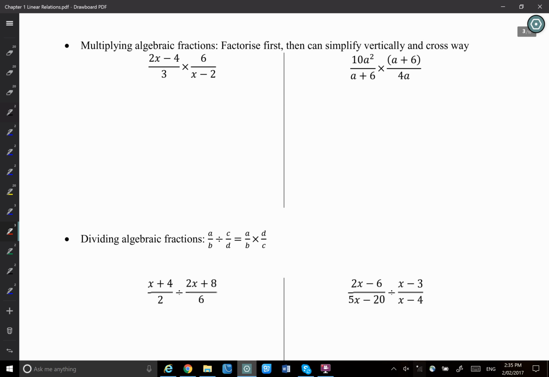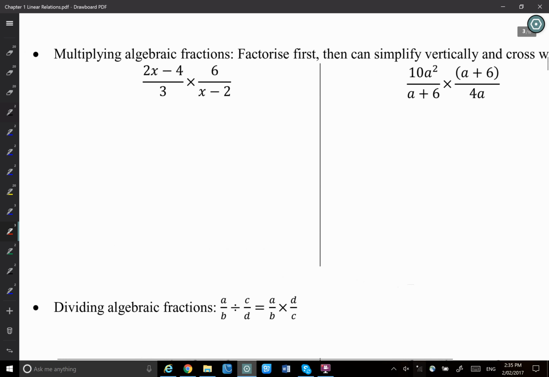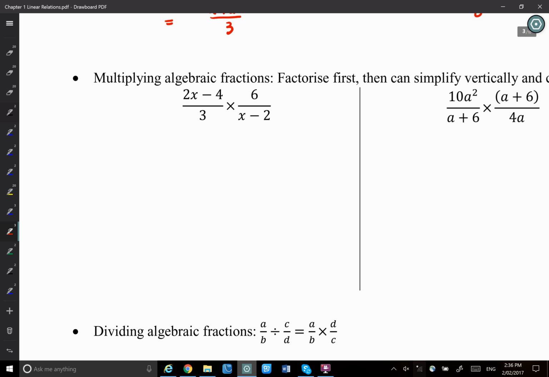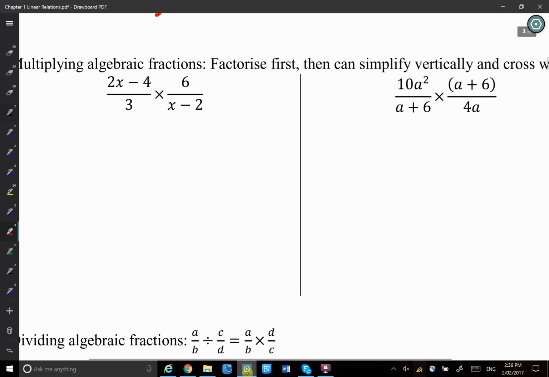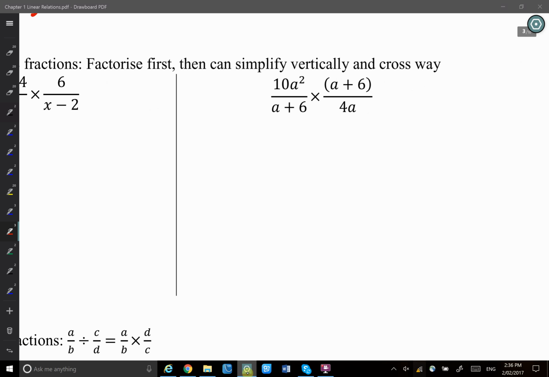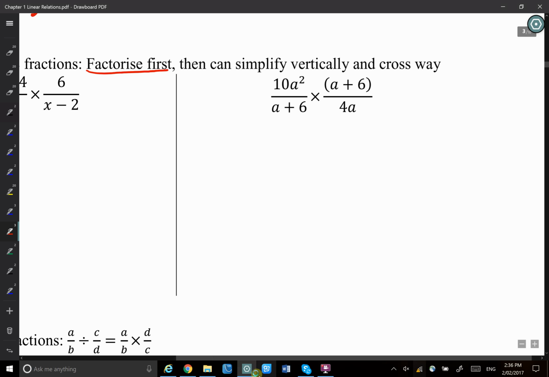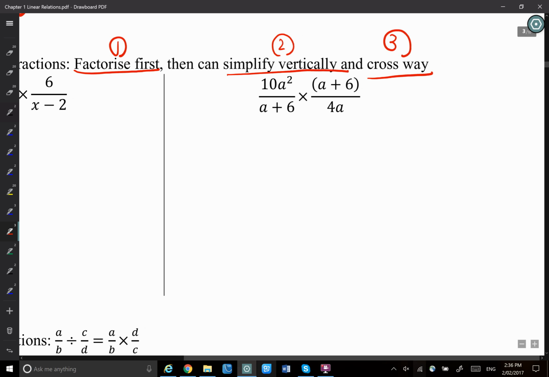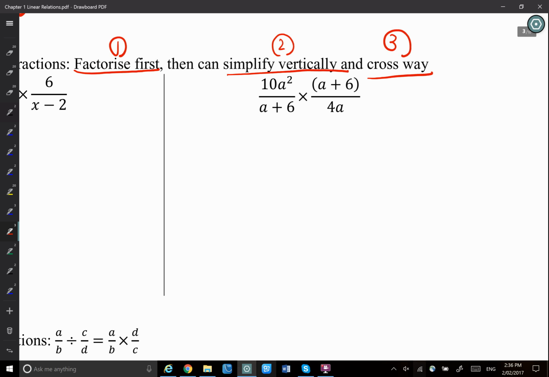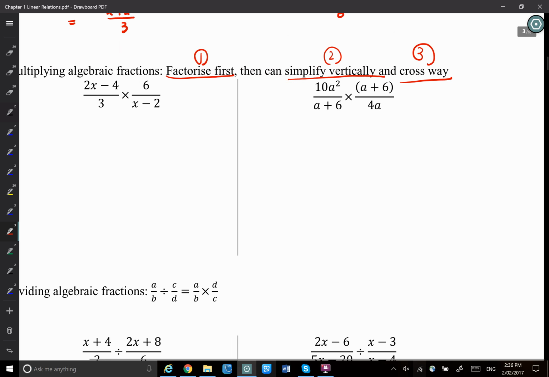For the next one, it is multiplying algebraic fractions. So we have something times something. The first step is to factorize first, and then simplify vertically or crossways. Cross means your numerator and my denominator can cancel, or my denominator and your numerator can cancel. You can go crossways to cancel things.